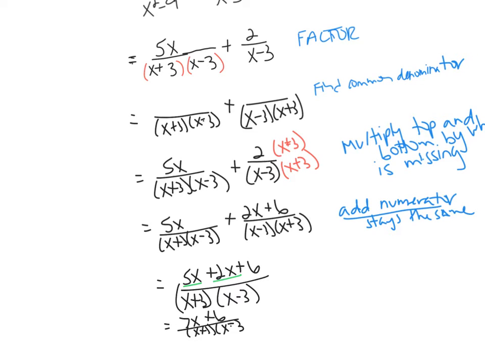And we look at our numerator. Can we factor out anything? 7 and 6. No, 7's already prime. So we're not going to be able to factor anything there.